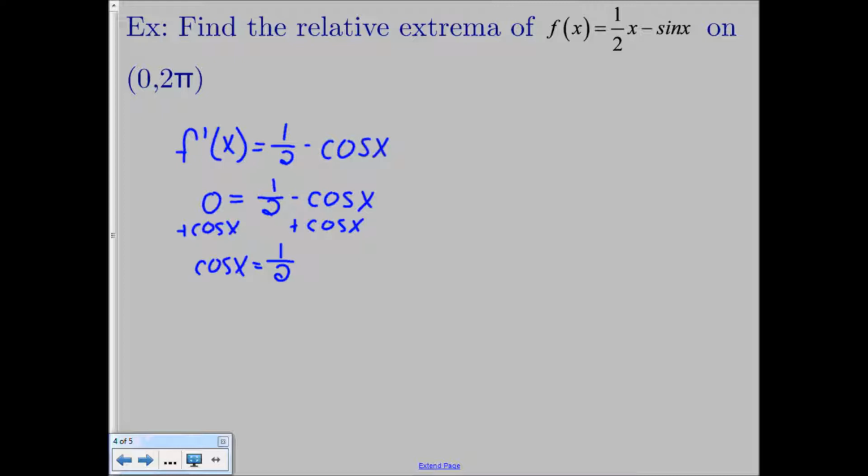So the cosine of x is going to equal 1/2 in the first quadrant because all of our trig functions are positive there. It's going to happen at pi over 3. And then it's going to happen again in the fourth quadrant of the unit circle because our x-coordinates are positive in the fourth quadrant, which means that cosine is positive. So that's going to happen down at 5 pi over 3.